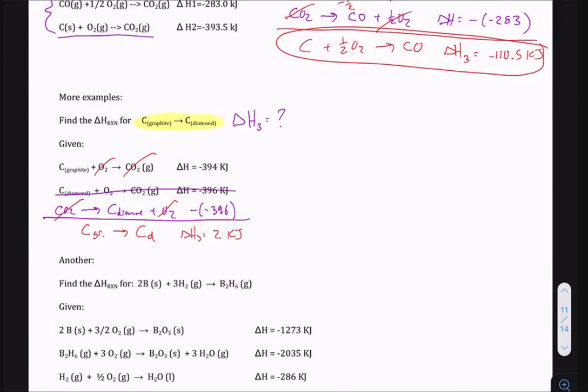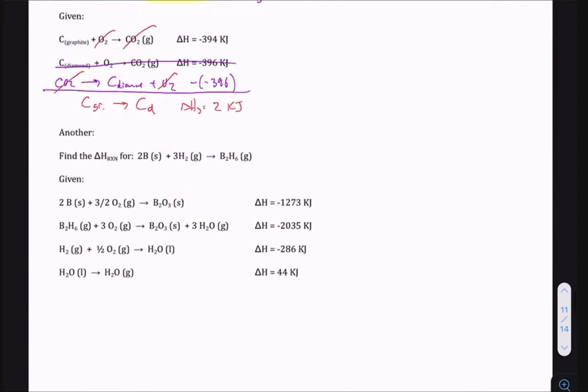You guys getting the hang of this? Right? In a situation like this, you will be provided with the equations, but you have to manipulate them correctly to find what the delta H is. Okay, this one's a little bit bigger. So what we're trying to find is this reaction's delta H right here. I'll give you a second here. You guys see if you can manipulate through.